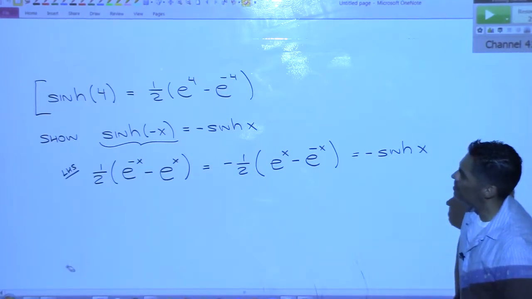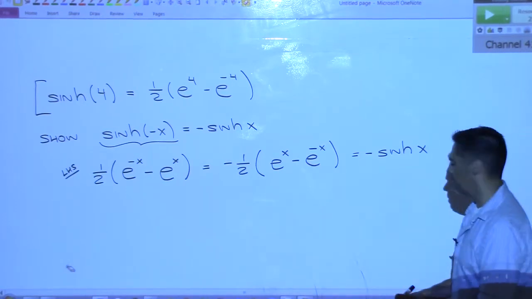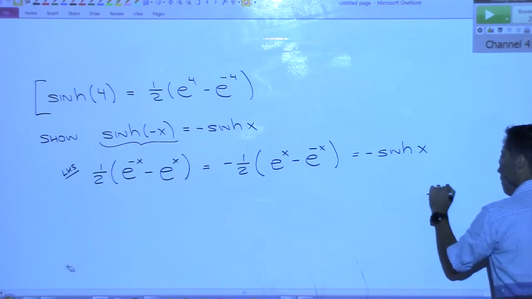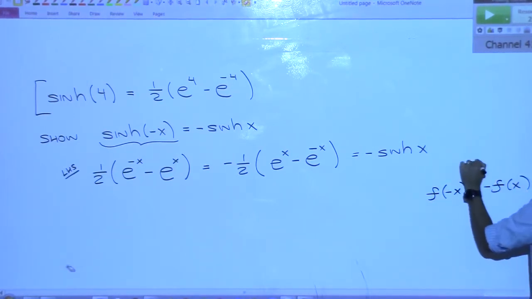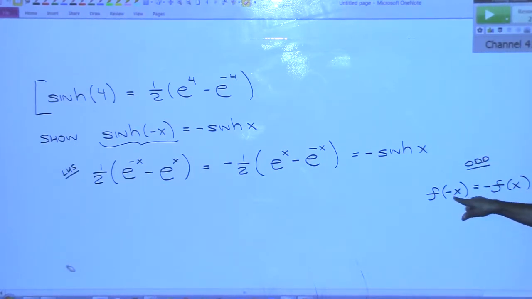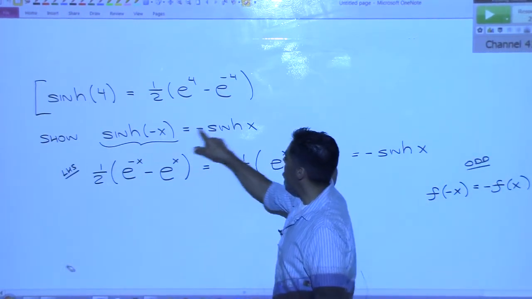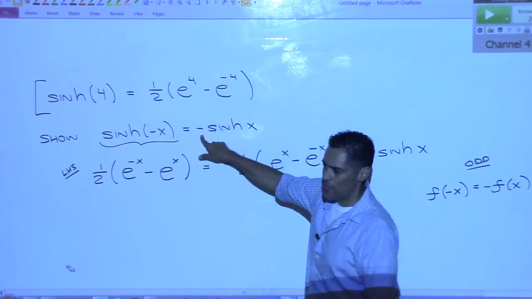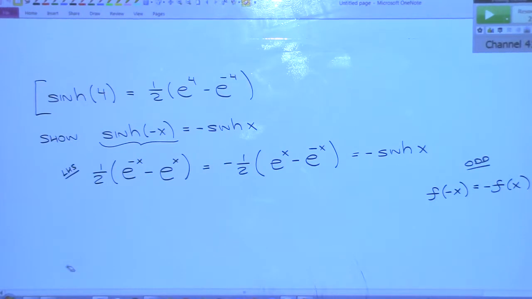All right, so what type of function is the hyperbolic sine function? It's an odd function, because odd functions behave like this: f of negative x equals negative f of x. This is what it means to be odd. When you plug in a negative, it's the same as plugging in a positive, but making that answer negative. So plugging a negative into the hyperbolic sine function is the same as plugging the positive into it, but then you change the function negative. So it is an odd function. That's what we just proved.